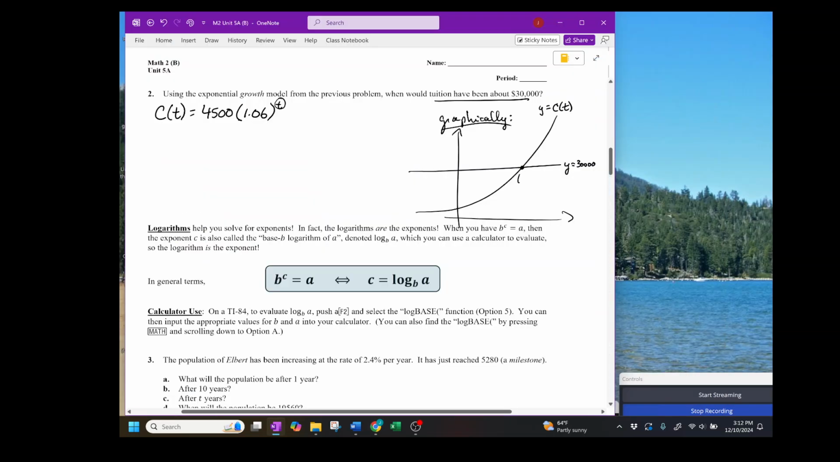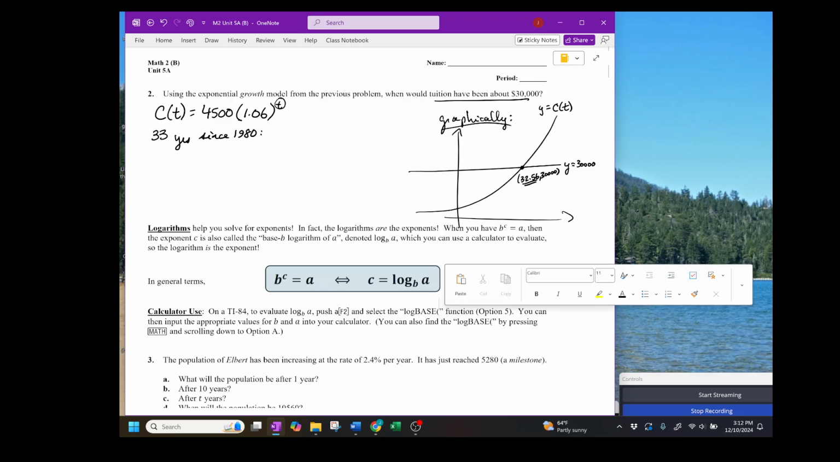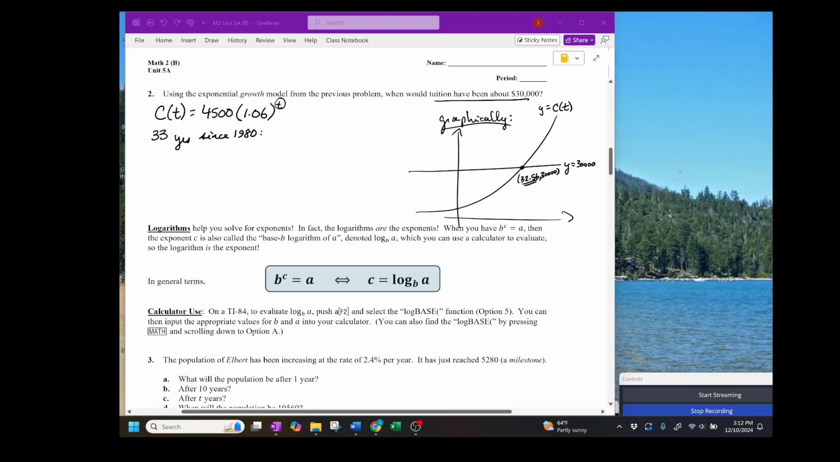So 32.56 comma 30,000. And if you remember from number one, t is years since 1980. So let's round it to 33 years since 1980. What would that have been? 1990, 2000, 2010. So in 2013, that's the first year tuition passes $30,000.